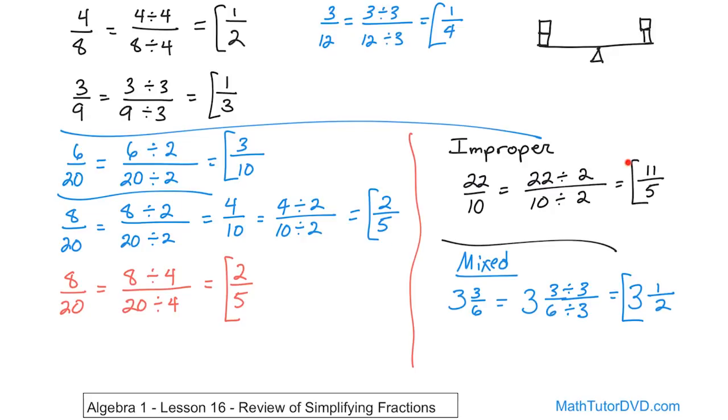You do the same exact technique for improper fractions and the same exact technique for the mixed number. You just focus on the fractional part. Make sure and carry this whole number through your problem. So 3.5 is the same as 3 and 3/6. So make sure you understand this.